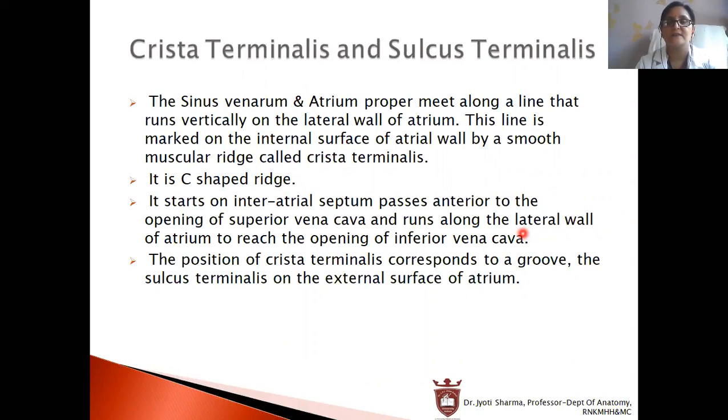Crista terminalis and sulcus terminalis. The sinus venarum and atrium proper meet along a line that runs vertically on the lateral wall of atrium. This line is marked on the internal surface of atrial wall by a smooth muscular ridge called crista terminalis. It is C-shaped ridge. It starts on the interatrial septum, passes anterior to the opening of superior vena cava, and runs along the lateral wall of atrium to reach the opening of inferior vena cava. The position of crista terminalis corresponds to a groove, the sulcus terminalis, on the external surface of atrium.